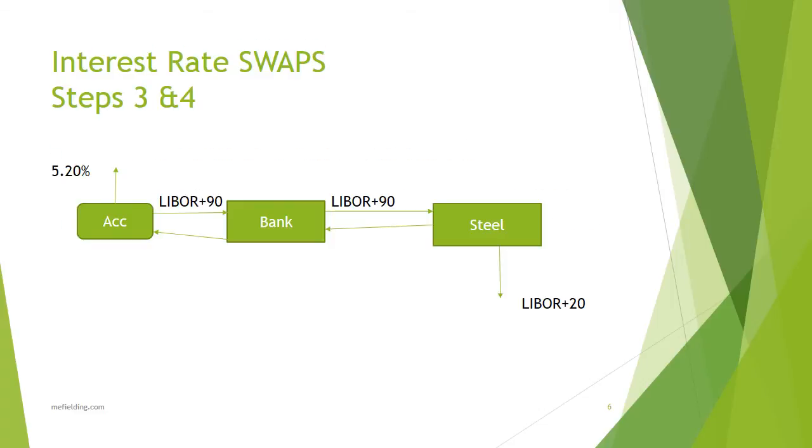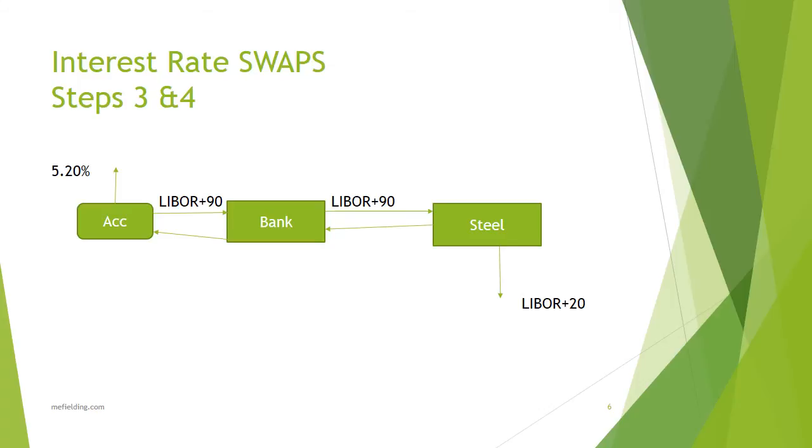Right, in slide number 6, therefore, we've started to fill in some of the numbers. So please notice that accounting, our arrows have gone from up to down or down to up. Accounting will pay 5.20% or 5.2% fixed to the bond market, which is shown there, and steel will pay LIBOR plus 20. So this little diagram simply shows us who will pay what sums of interest.